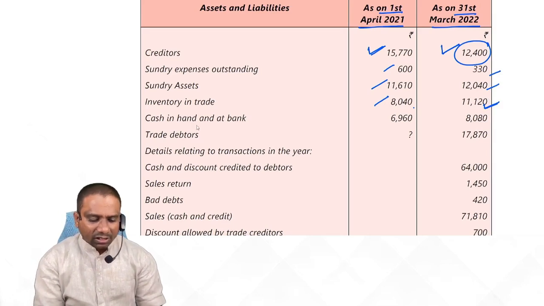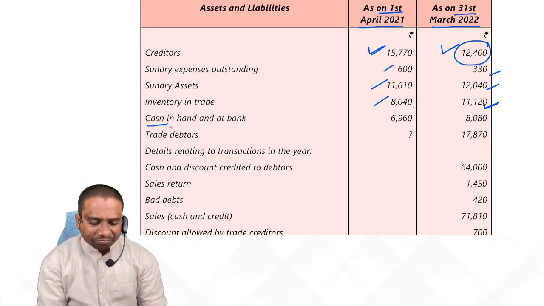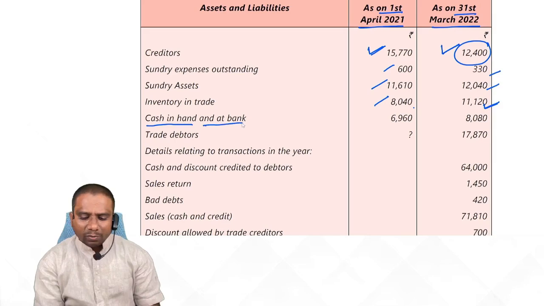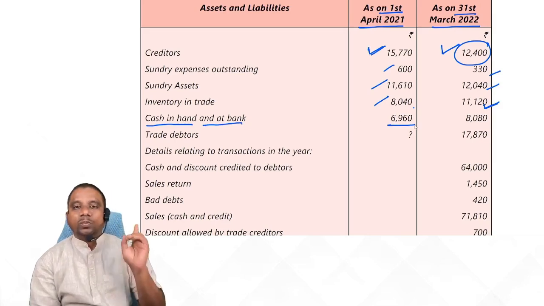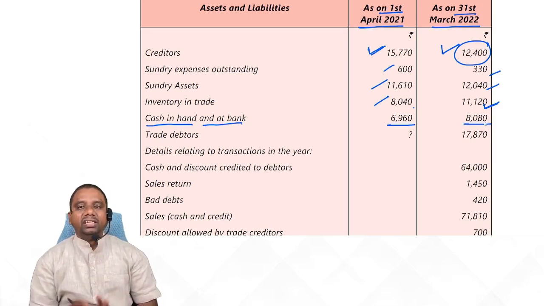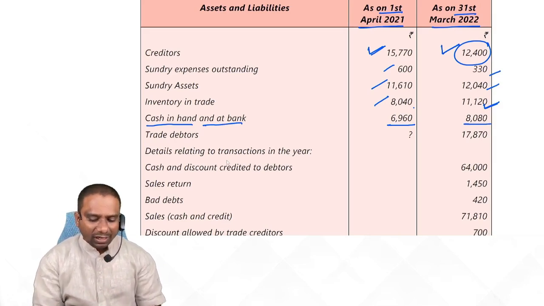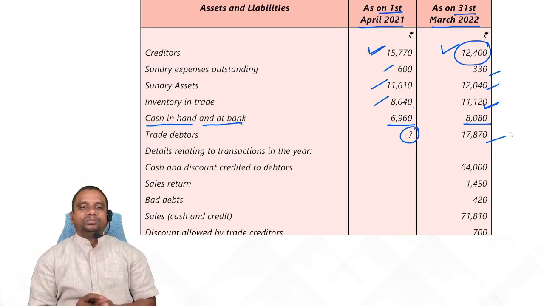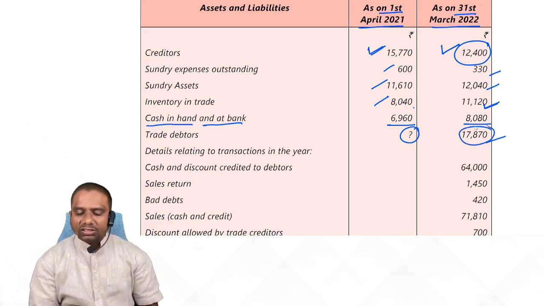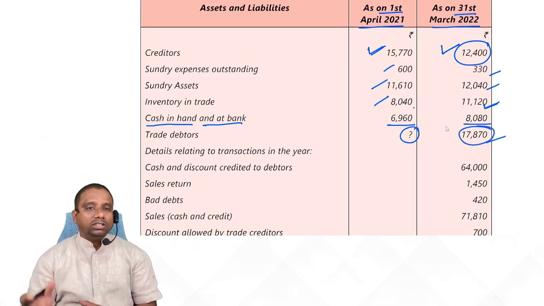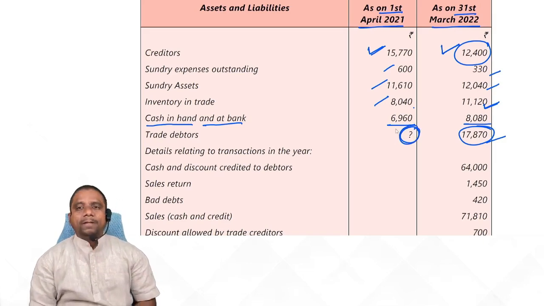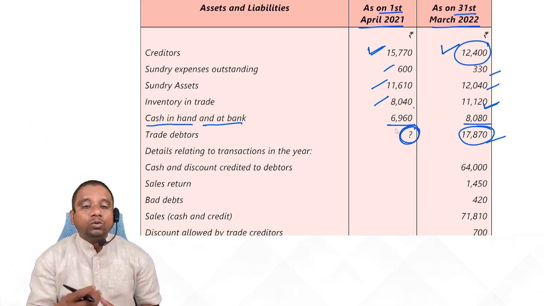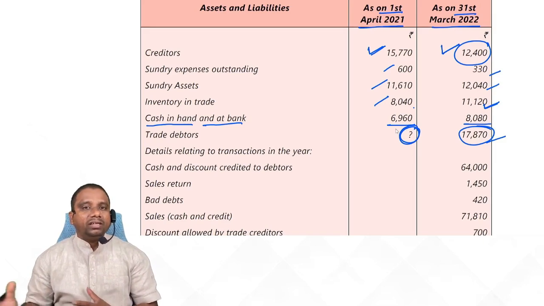Next, cash in hand and at bank. Cash in hand and at bank 6,960. Opening balance sheet 8,880. Closing balance sheet. Now, trade debtors. Opening debtors not given, but closing debtors are given. So, first show this 17,870 closing balance sheet asset side and debtor account closing balance. So, here opening balance information missing means we have to calculate by preparing debtor account.